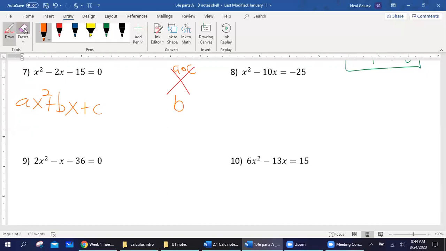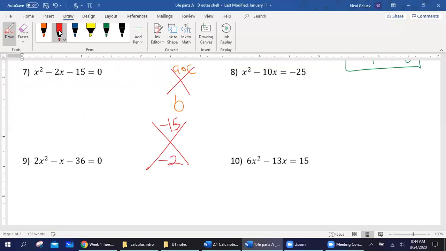So for this particular problem, A times C is going to be 1 times negative 15. That's negative 15. The B number is negative 2. So negative 2 down here. Now, and this is the part you'll probably remember from a previous algebra course, I try to find 2 numbers that will multiply to negative 15 and add to negative 2. The 2 numbers that work are negative 5 and 3. Those go on the sides of the X.